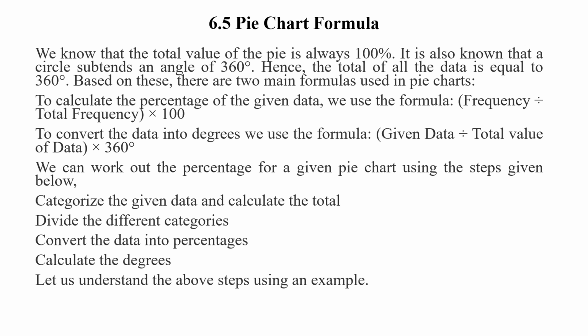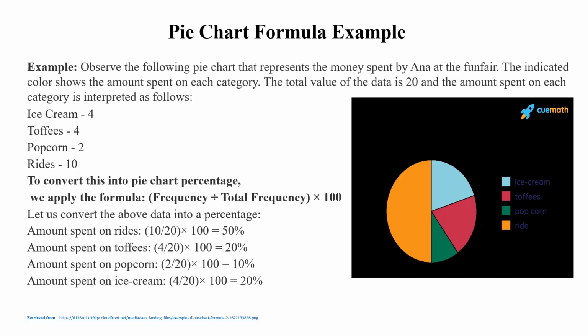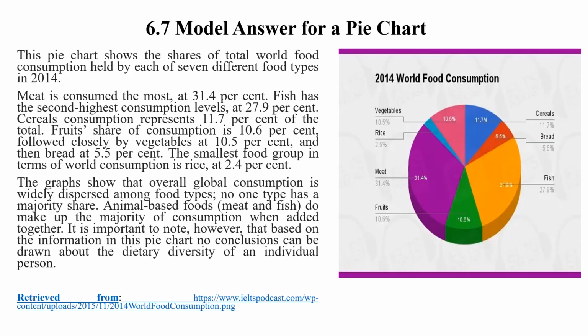Categorize the given data and calculate the total. Divide the different categories. Convert the data into percentages. Calculate the degrees. Let us understand the above steps using the example. So guys, this is the example. You should study it the right way. You can do it without my help.